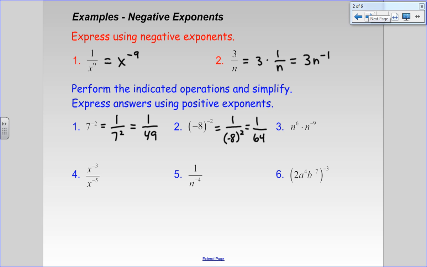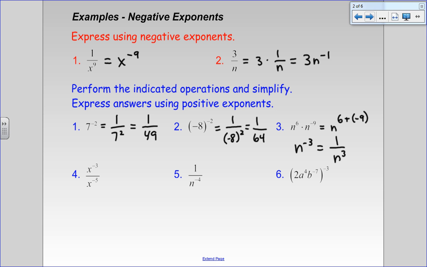The properties of exponents that we've learned previously can be applied to negative exponents as well as positive exponents. So in problem 3, we can use the product rule to multiply n to the 6th times n to the negative 9th. We keep the same base, n, and we add the exponents, 6 plus negative 9. This is n to the negative 3, which is the reciprocal of n cubed. So we have 1 over n cubed as our answer.